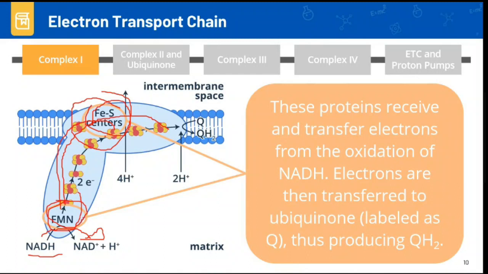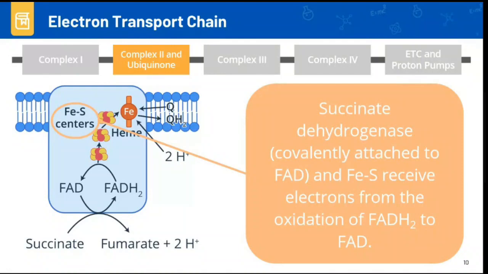Now, for complex 2, or your ubiquinone, ano naman ang nangyari dito? Although located near each other, they differ in function. Ubiquinone, or your Q, is a mobile hydrophobic molecule that receives electrons from your FeS found in both complexes 1 and 2. Unlike complex 1, complex 2 does not receive electrons from the oxidation of your NADH. Instead, it accepts electrons from the oxidation of your FADH to FAD naman.